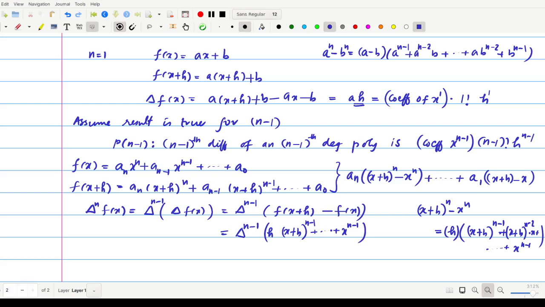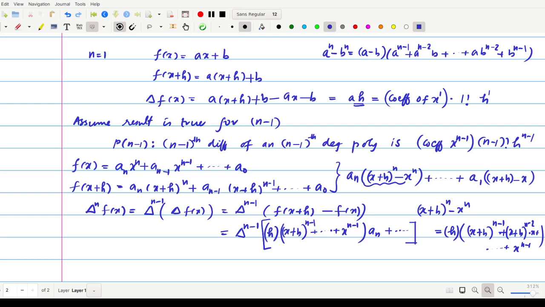This is the first term of this. When you consider this, it is h times this polynomial, and (x plus h) raised to n minus x raised to n is equal to this, which means n times h times Δ^(n-1) of this is the first term of this expression, plus etc. This will be the polynomial corresponding to f(x+h) minus f(x). So this is the first term of this one.